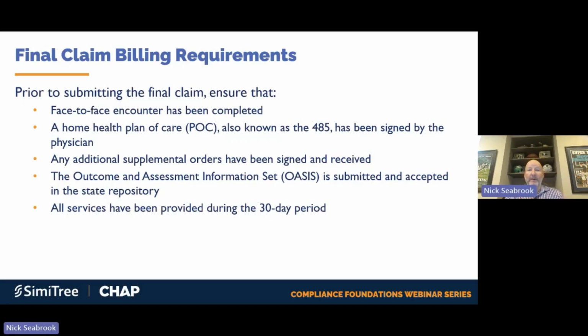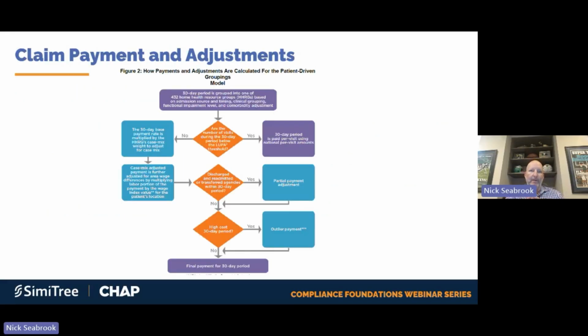The other piece is you need to make sure that OASIS is submitted and accepted. So that's, again, the form that gets completed at the admission. We need to make sure that that's submitted because, as I mentioned before, how Medicare is going to generate their HIPS code internally is based on the OASIS that you submit, and matches that information to the patient. And then we also want to make sure all services that have been provided during the 30-day period, all those services are on the claim itself.